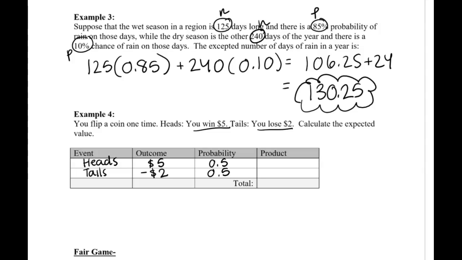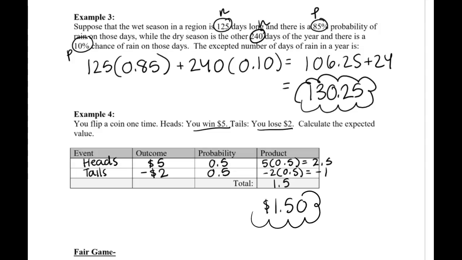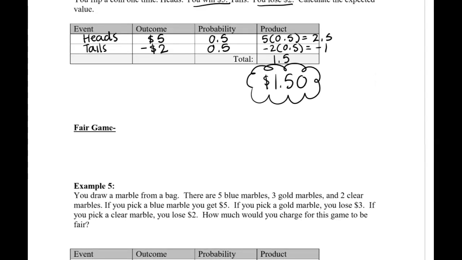For our expected value, we multiply across. So 5 times 0.5 is 2.5, and negative 2 times 0.5 is negative 1. So our total is 1.5, meaning our expected value on average when you flip a coin would be $1.50. Obviously, you can't ever get $1.50, but if you do this a bunch of times, your average would be $1.50.